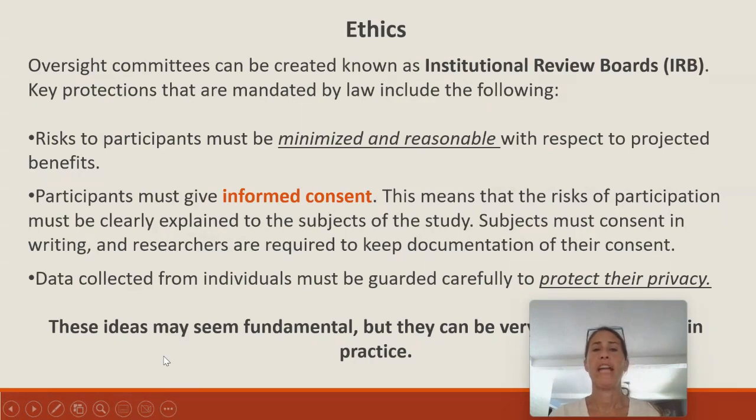Oversight committees can be created, known as institutional review boards. Key protections that are mandated by law include the following. Risks to participants must be minimized and reasonable with respect to projected benefits. Participants must be given informed consent. This means that the risks of participation must be clearly explained to the subjects of the study. Subjects must consent in writing, and researchers are required to keep documentation of their consent.